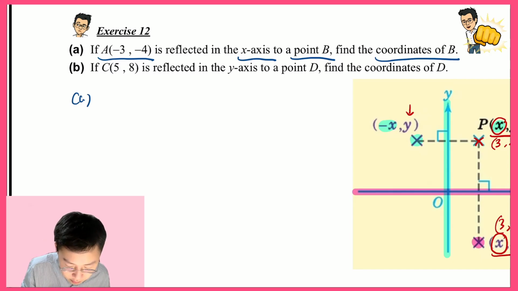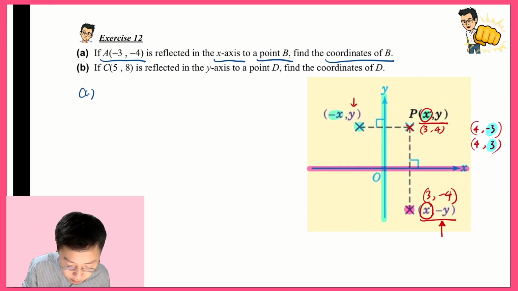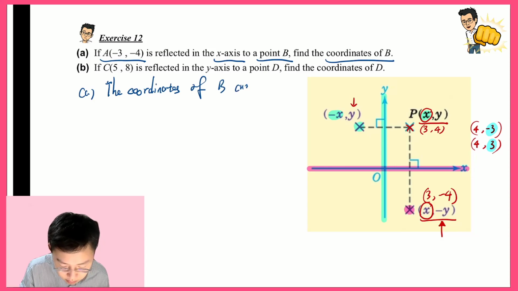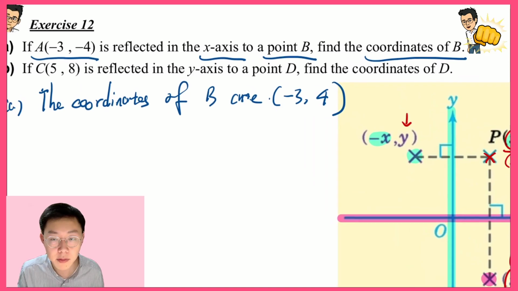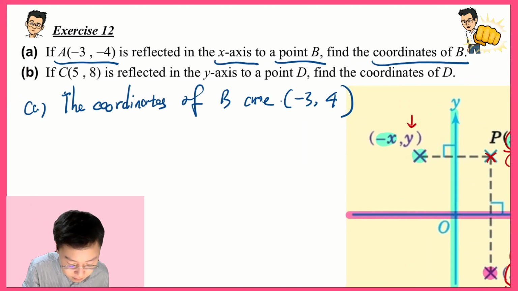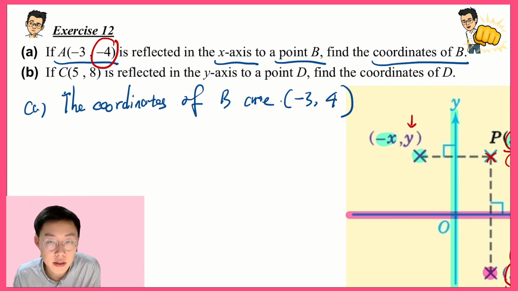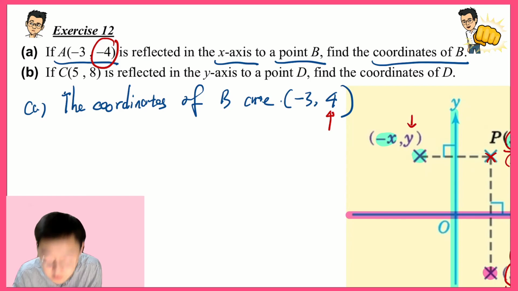In this situation, the coordinates of B become -3 and 4, because the y coordinate becomes positive. The original one is -4, so this time it becomes +4.